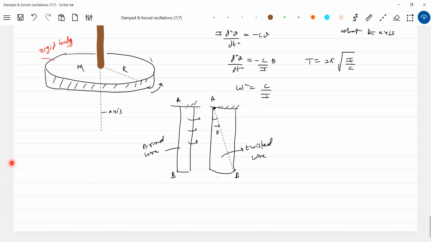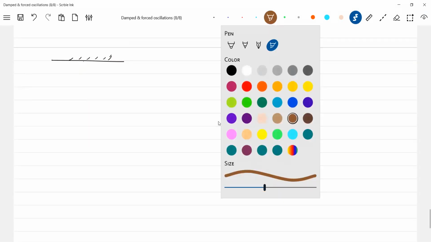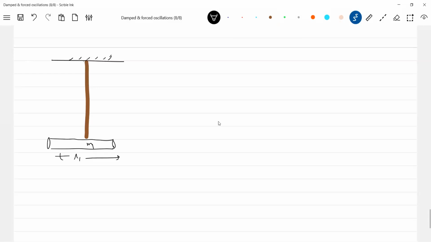So I'll give some small numericals so that it will be easy for you. I have a wire. I'll take it a little bit thin, so you don't confuse it with any other thing. There's a wire and we have a cylinder. The mass of the cylinder be m1, the length is L, and it has a couple per unit twist C. I will make it swing.